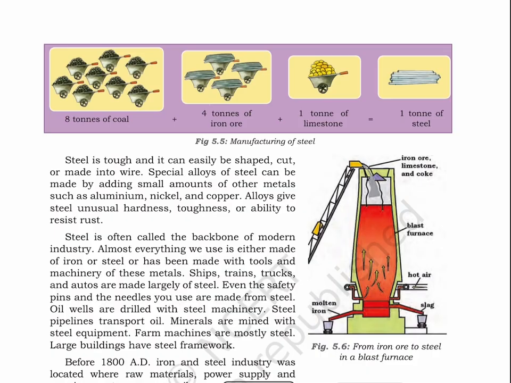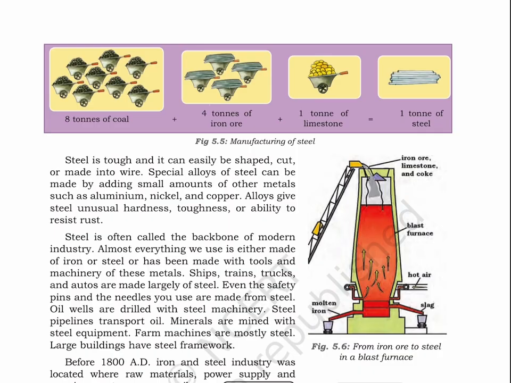Steel is often called the backbone of modern industry. Almost everything we use is either made of iron or steel, or has been made with tools and machinery of these metals. Ships, trains, trucks, and autos are made largely of steel. Even the safety pins and the needles you use are made from steel.